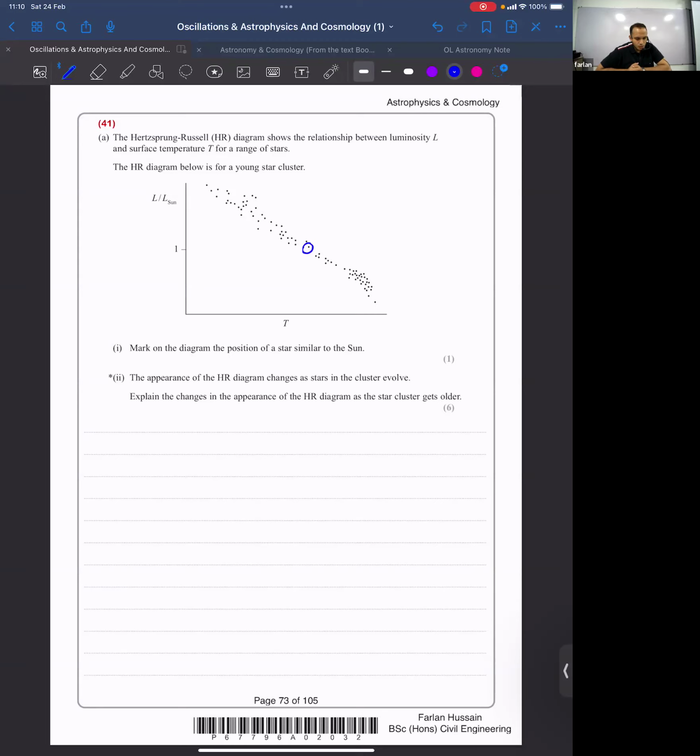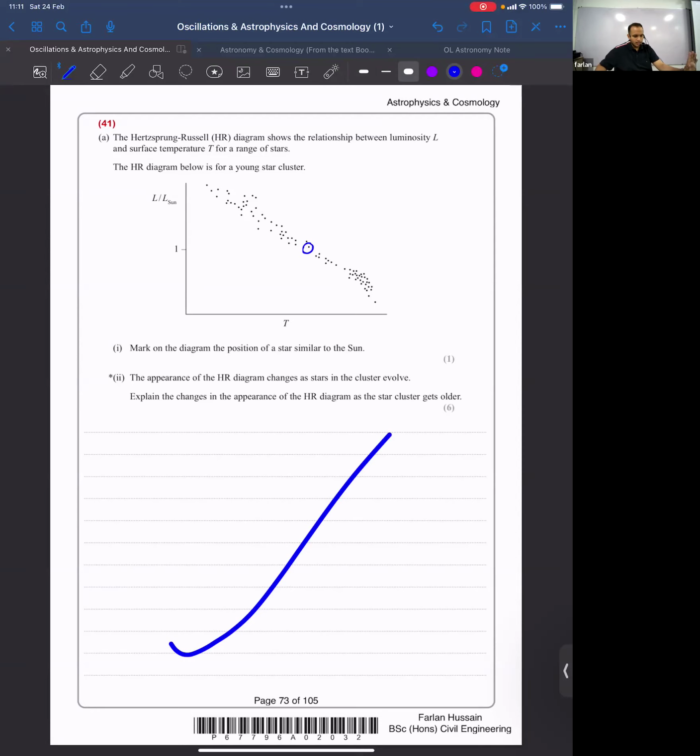The Hertzsprung-Russell diagram shows the relationship between luminosity L and surface temperature for a range of stars. The HR diagram below is for a young star cluster. Mark on the diagram the position of a red star similar to the sun. The appearance of the HR diagram changes as stars in the cluster evolve. Explain the changes in appearance of the HR diagram as the star cluster gets older. Exactly a 6 marker, same question. The difference is they haven't marked zones, but you can give the same answer, except for referring to that zone.